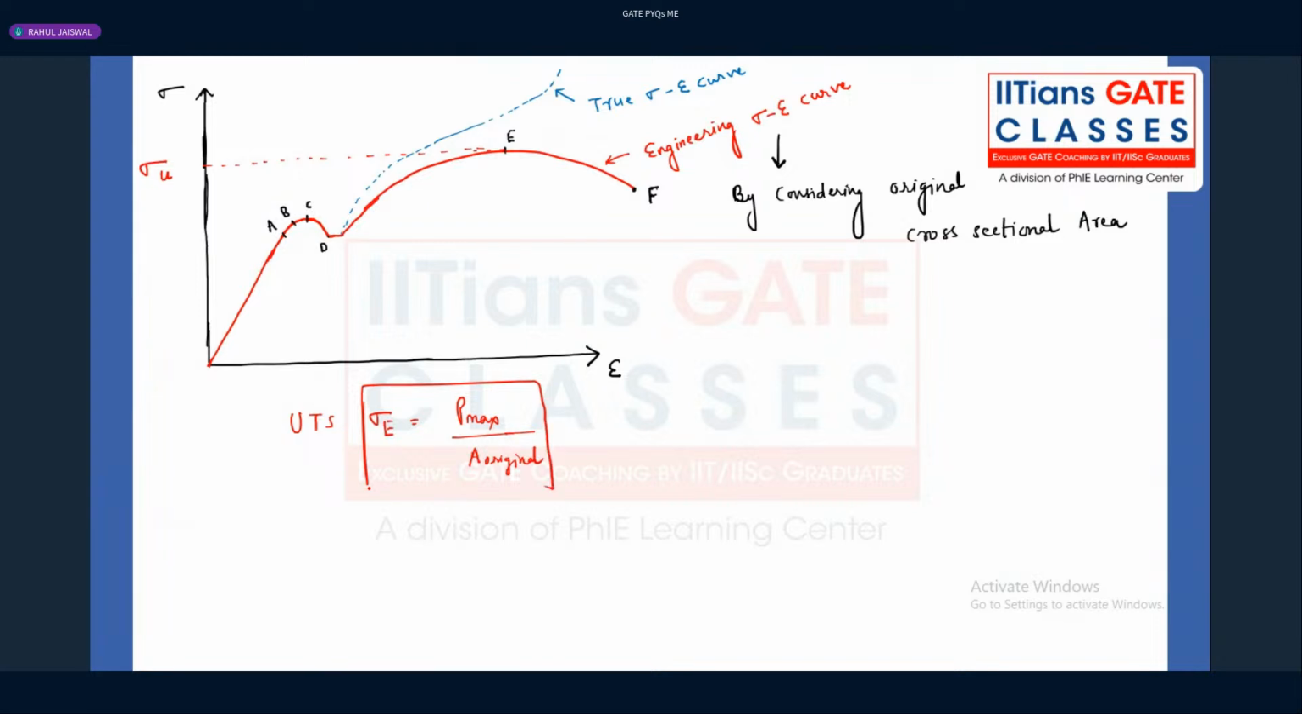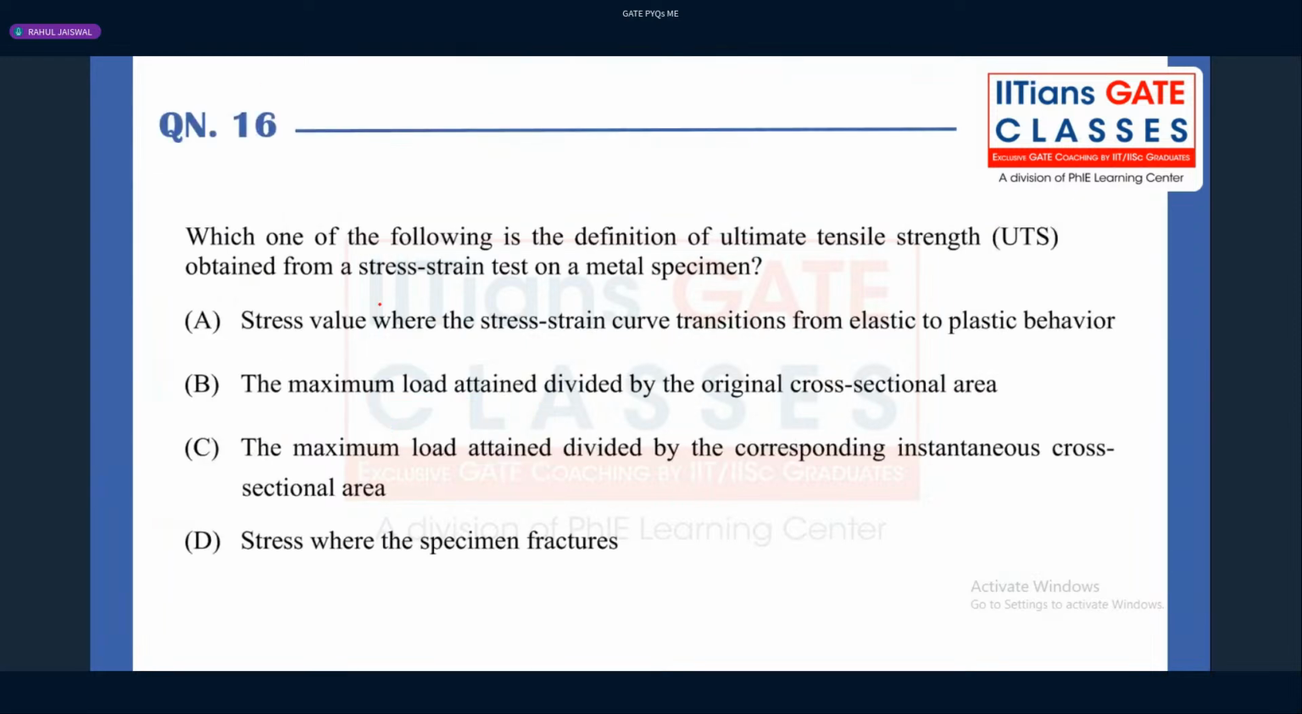You can see that at point E we have the maximum stress among all points on the engineering stress versus strain diagram, out of O, A, B, C, D, E, F. At point E we have the maximum amount of stress, which means the maximum load we have applied. If I take the ratio of this maximum load to the original cross-sectional area, I get the stress at point E. That stress at point E is nothing but the ultimate stress, or ultimate strength, right? So if you look at the options, the maximum load attained divided by original cross-sectional area.